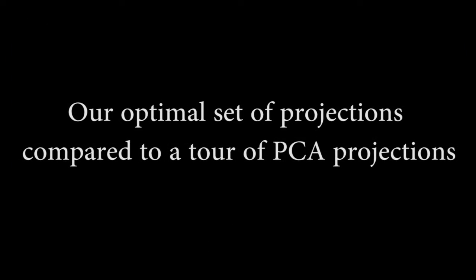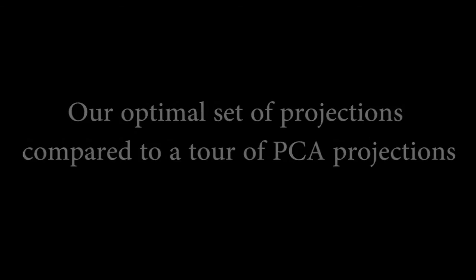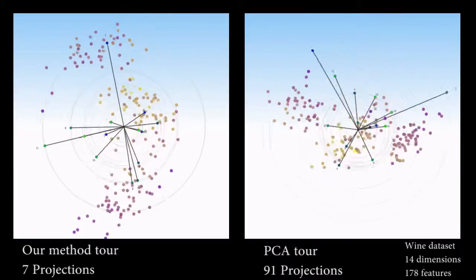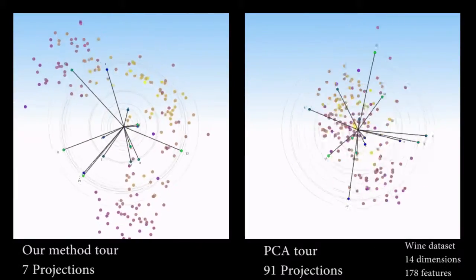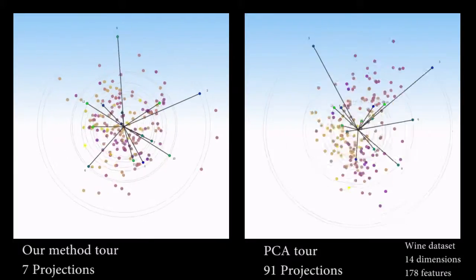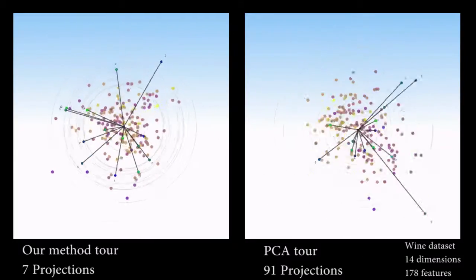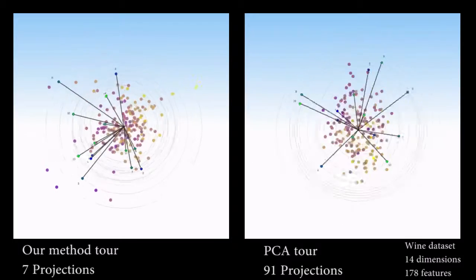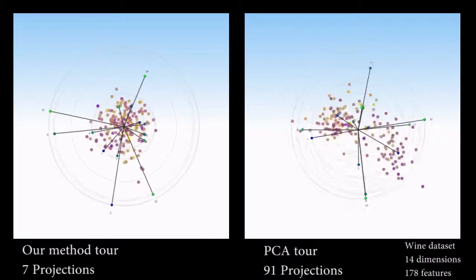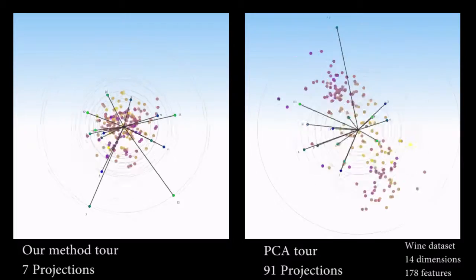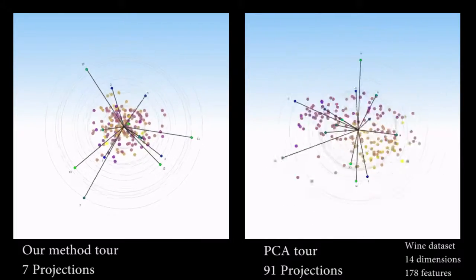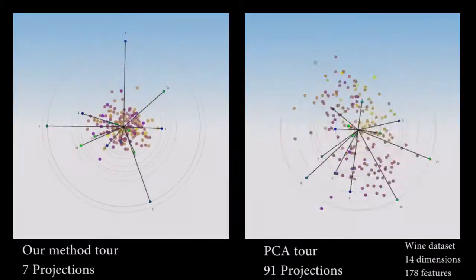We compare our method to a projection tour created with principal component analysis, which is a standard approach in visual data exploration. A PCA tour grows quadratically with the data dimensionality, and thus produces a lot of redundant views. Compared to that, our approach only shows each pattern once. In total, both approaches provide the relevant data patterns, but our approach requires fewer projections.